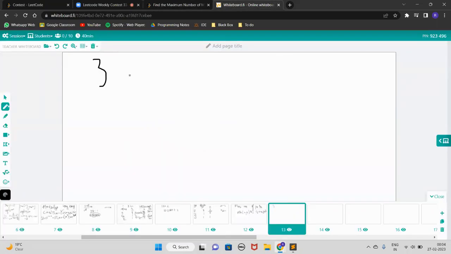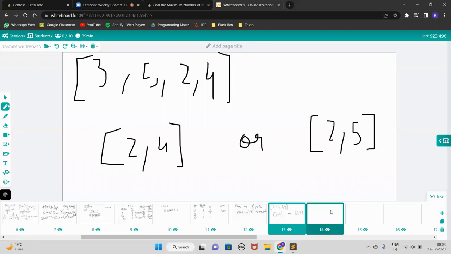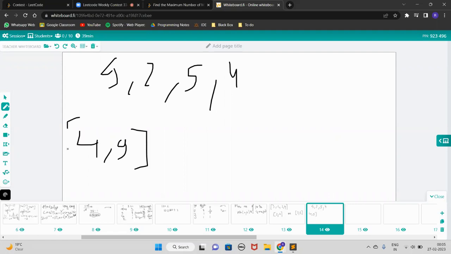So for this 3 5 2 4, we can only make one pair. What pair can we make? We can either make 2 comma 4 or 2 comma 5. We cannot make any other pair. Okay, for the second test case 9 2 5 4, we can make two pairs. One pair we can make is 4 comma 9 and the other pair is 2 comma 5.